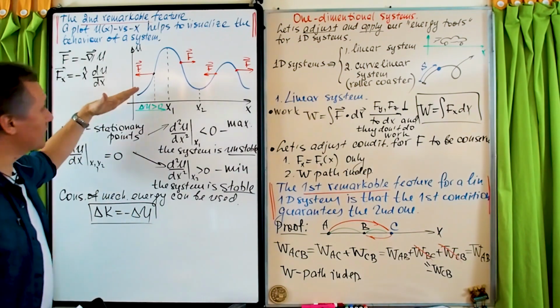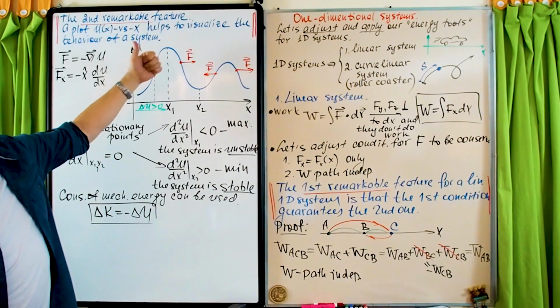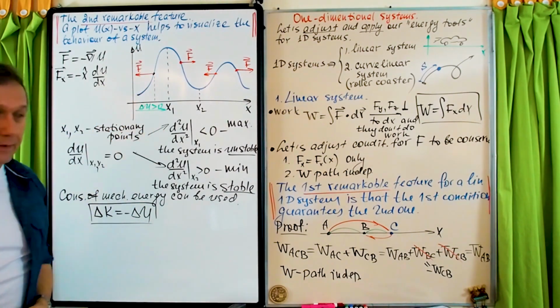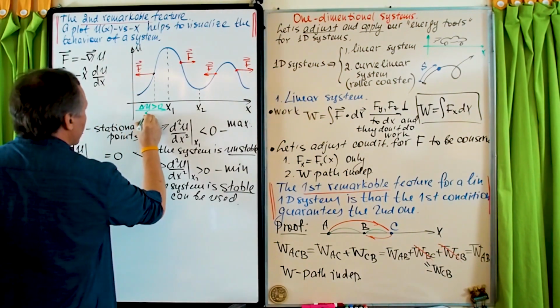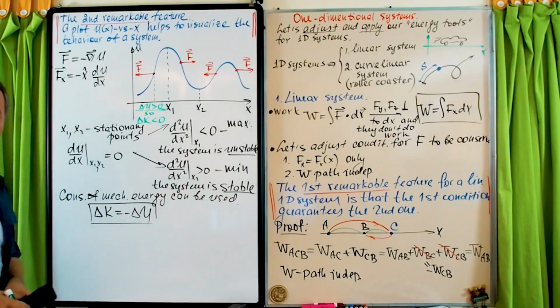So it makes sense. It's like in a roller coaster: the car climbing, potential energy goes up. As a result, kinetic energy is going down, right? So delta K is negative, and the system is slowing down.